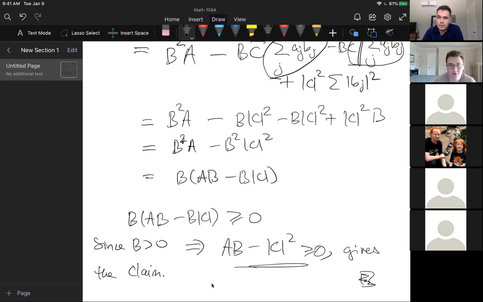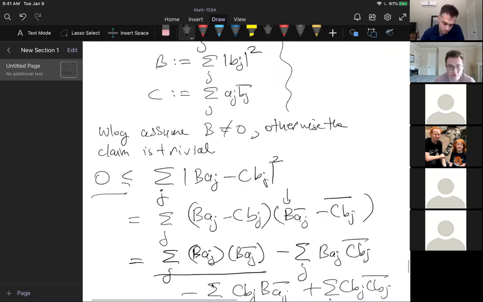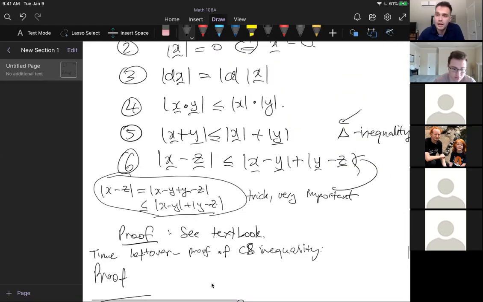I had a question about the proof of the triangle inequality. Oh, I don't think I proved it. I didn't prove this. Oh, okay. Sorry. Yeah, I never proved the triangle inequality. You can see it in the notes.